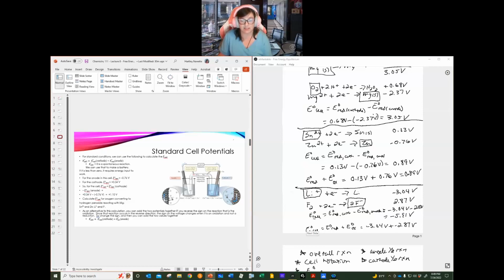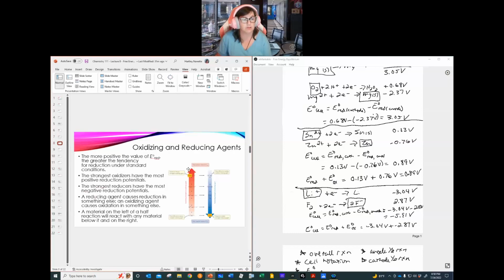If I do this as the E naught cell equals the E naught reduction cathode, that leaves me with a negative 3.04 volts minus the E naught reduction anode, which is the minus 2.87 volts, which again gives me negative 5.91 volts. So I've calculated the standard cell potentials for those reactions as they were requested. Now, are we always going to do that? Maybe, maybe not. But let's take a look at where we're going next and let's see what we can figure out.